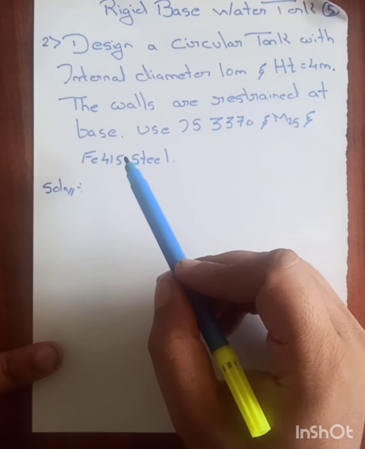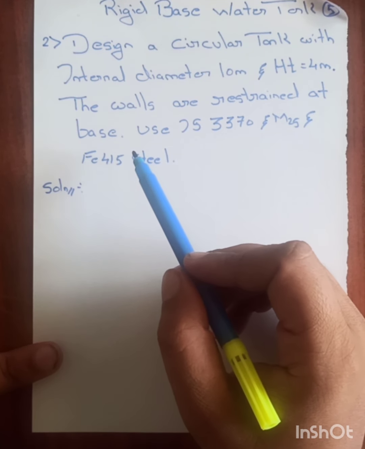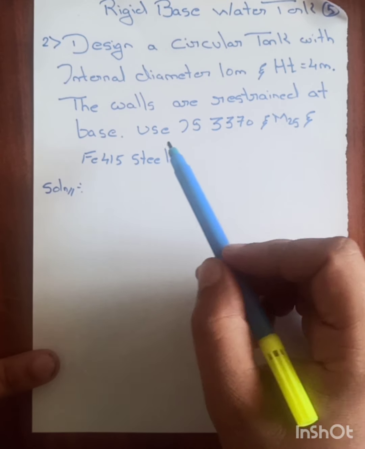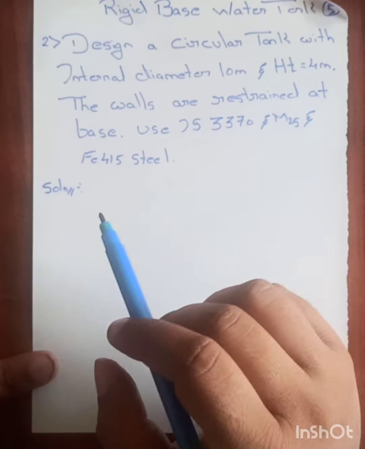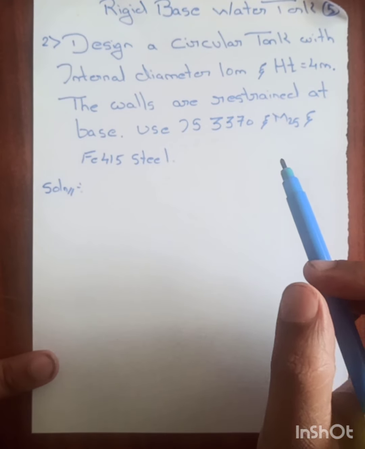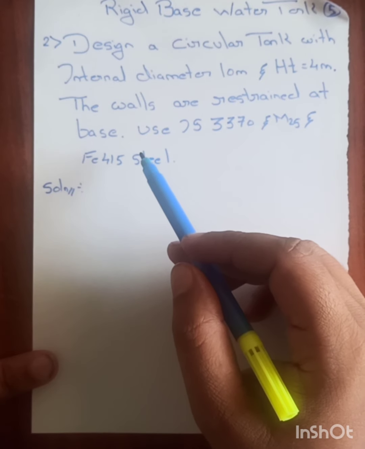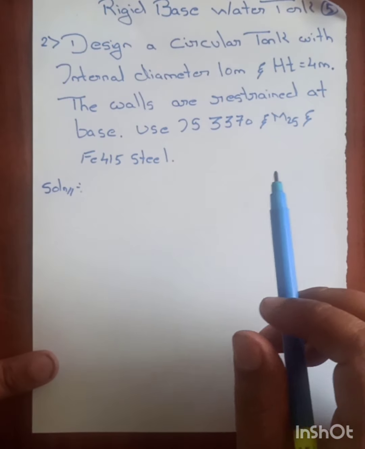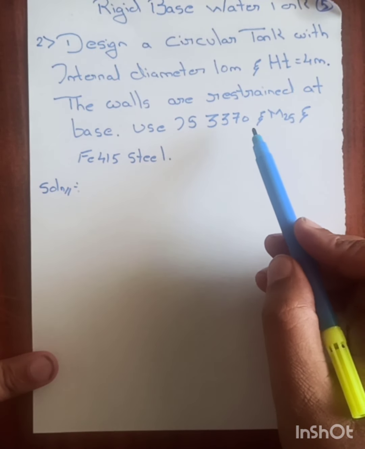In the previous problem, we designed a circular water tank with a flexible base. That's why the walls were subjected only to the hoop tension. But in this problem, these walls are restrained at the base. So there is some change. And also we need to use IS 3370.